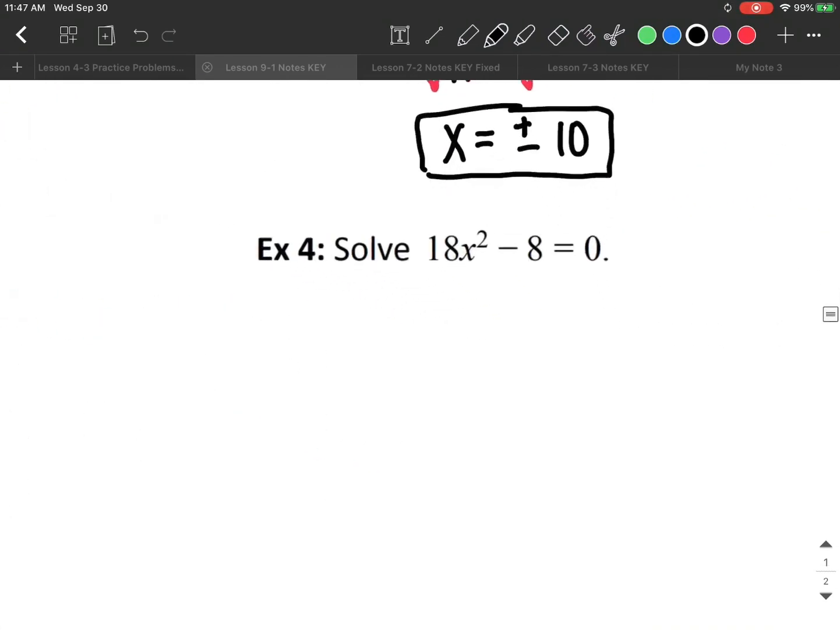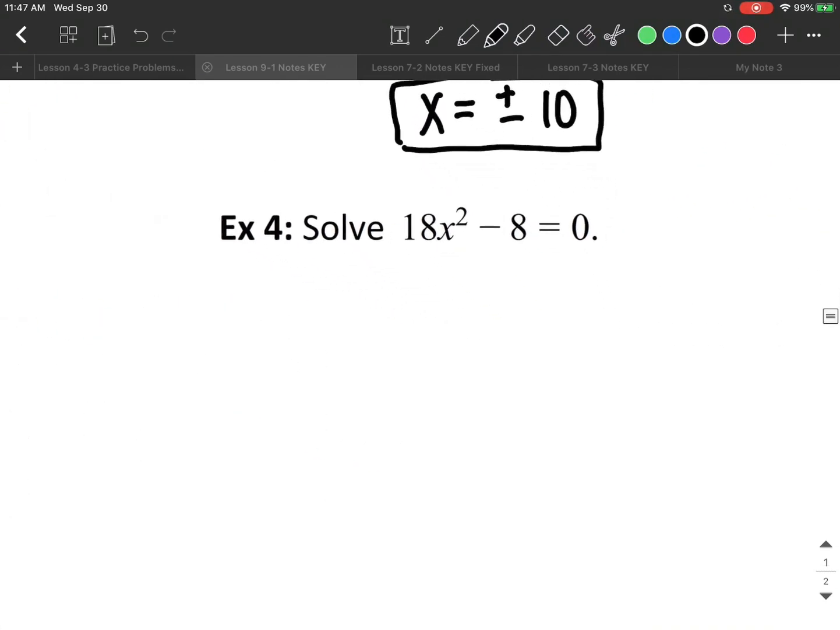And then this last example here, first thing I'm going to do, I'm going to eventually isolate that x squared. So I'm going to add x on both sides. And I get 18x squared is equal to 8. The reason why I want to get the x squared by itself is because I need to use the square root method, which is to take the square root of both sides to solve for x. So I need to get something squared by itself on one side.